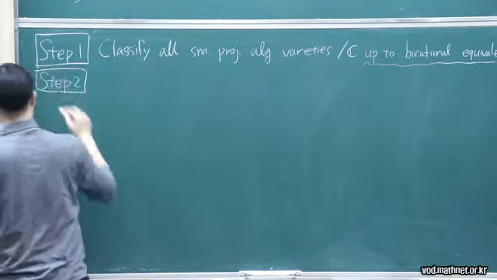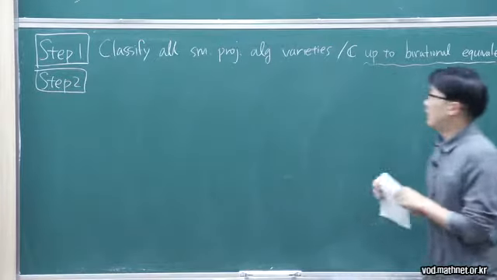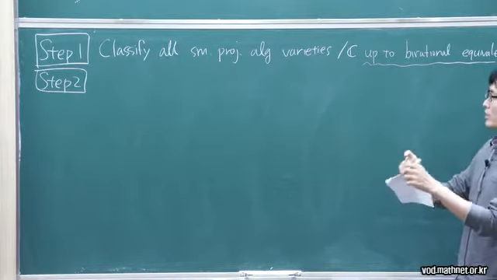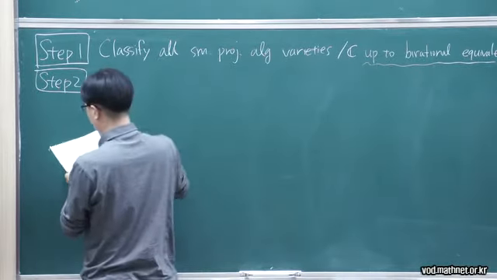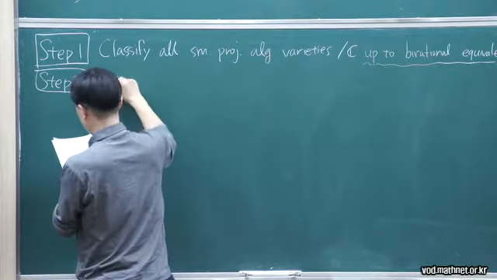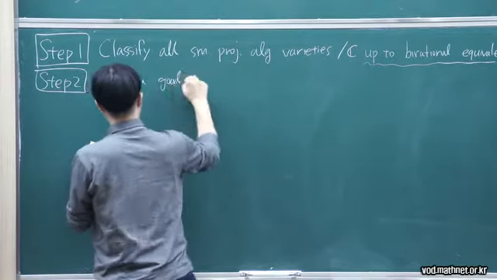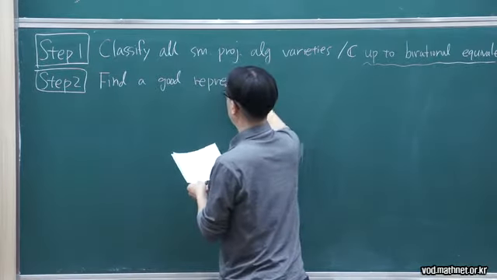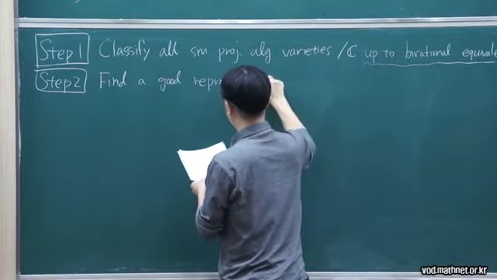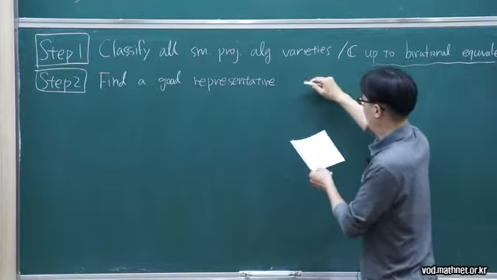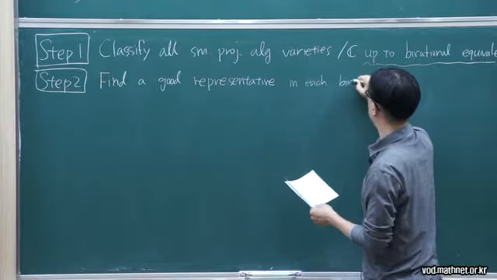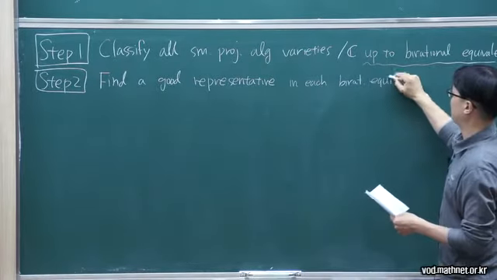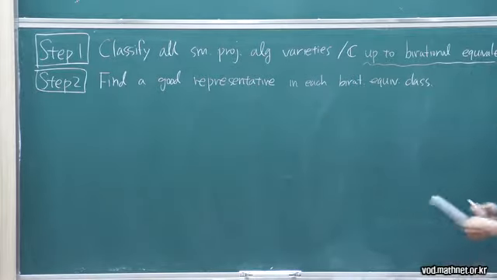And if we achieve this goal, then we can concentrate on each of those birational classes. So the second step should be to find a good representative in each birational equivalence class. This is the second step.